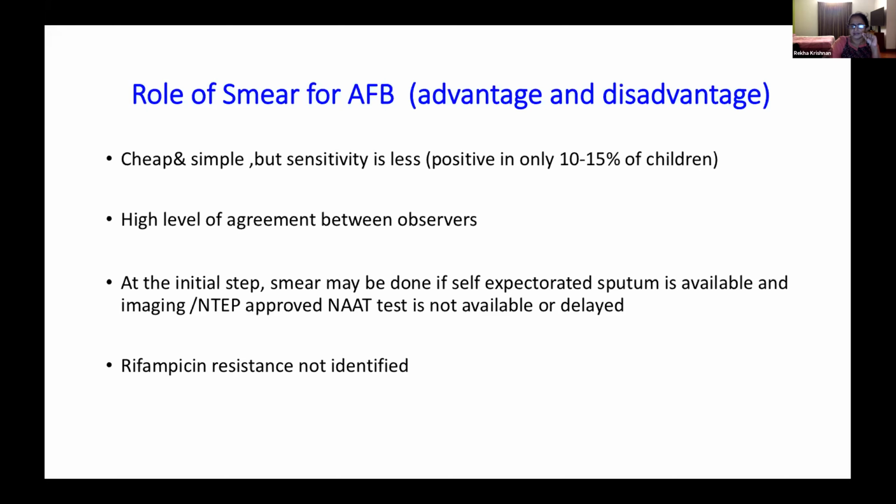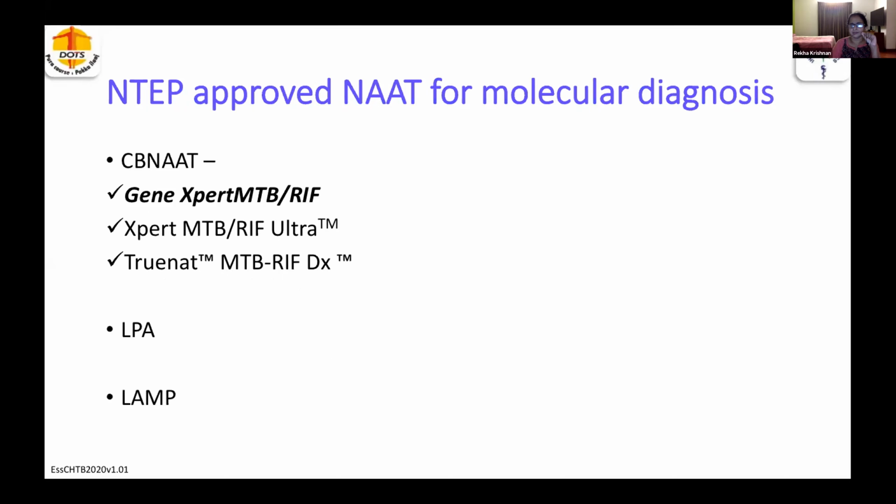Now, the next point is the NTEP approved NAT for molecular diagnosis. That is the most important highlight of present day tuberculosis diagnosis. We are using CBNAT. Different types of molecular diagnostic tests are available. The one we are using now is Gene Expert MTB RIF.